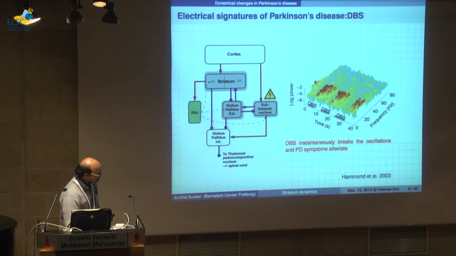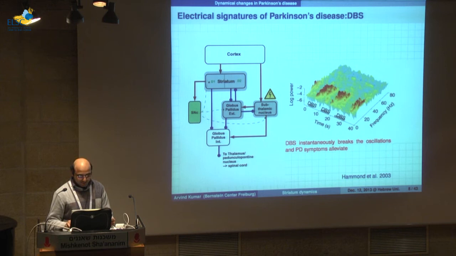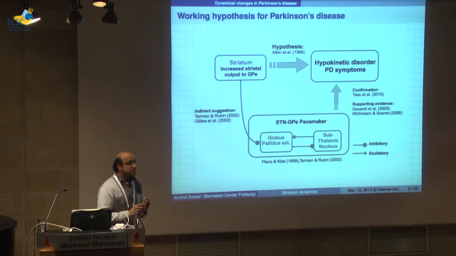As I said, this kind of phenomenon attracts a lot of physicists and engineers in the field, and people start to think of models of this disease, how we can understand it. And as I said, it's a disease of dynamics, so one should start to understand what the dynamical problems are here. But there was earlier some hypothesis for the disease occurrence, particularly for these hypokinetic disorders. Albin already in 1989 hypothesized that striatum is the main cause.